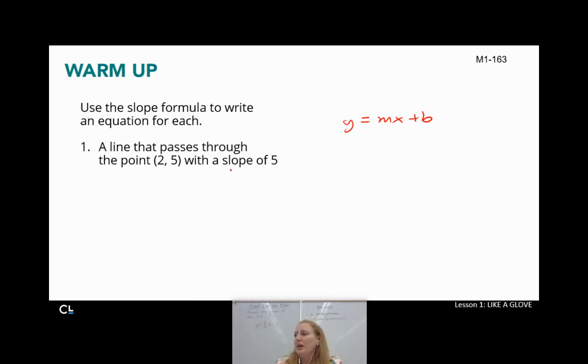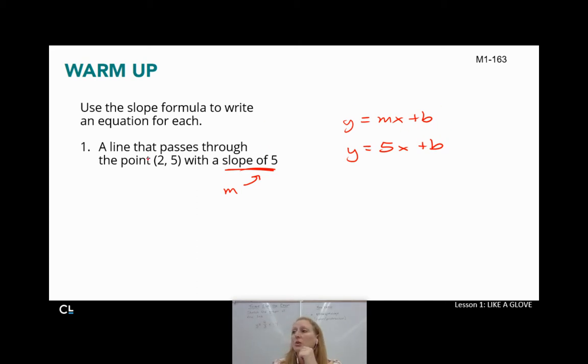I know one of these things, right? I know my slope is 5. So I know that y equals 5x. The problem is I don't know b. I don't know my y-intercept. I know my slope, but I don't know my y-intercept.